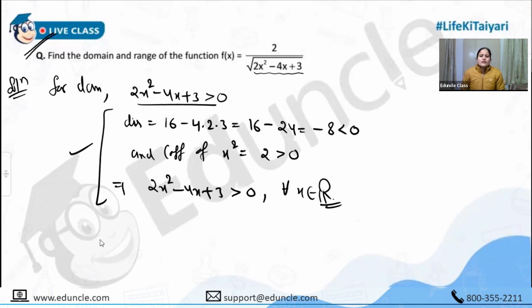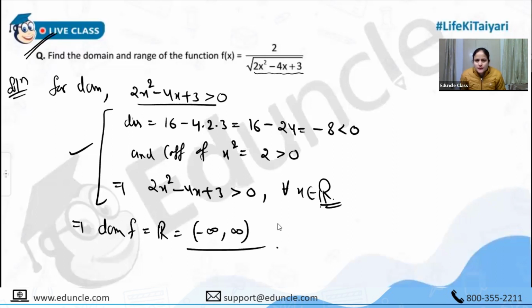ठीक है, चलिए. So as this term is positive for all x in R, this implies the domain of the function is overall R. That means entire minus infinity to positive infinity. ठीक है. So my function is defined on R. Now I need to find the range. Achha, okay. Can anybody suggest the method to compute the range?